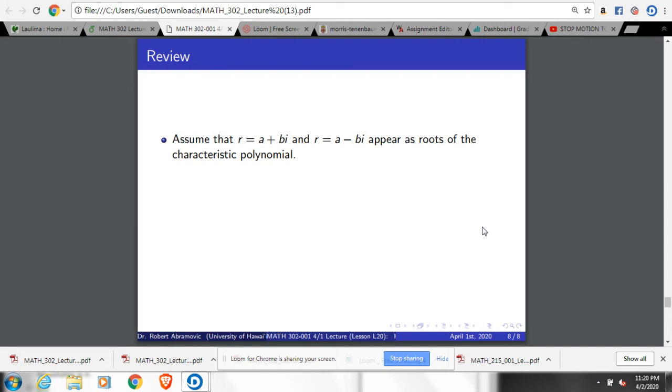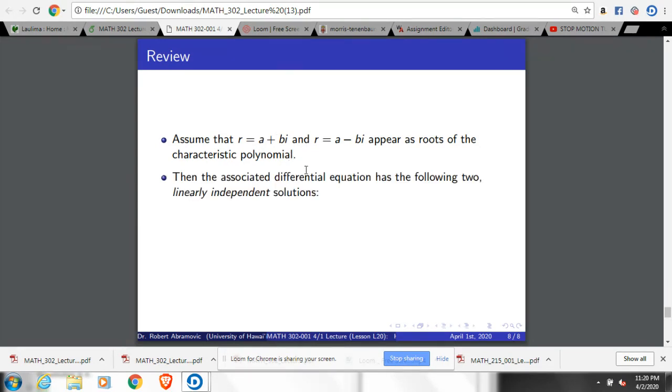So here's a review of the main goal for talking about complex roots that come in conjugate pairs. If we have two complex roots that are conjugate pairs and they appear as roots of the characteristic polynomial, then the associated differential equation has the following two linearly independent solutions: e to the ax times cosine bx and e to the ax times sine bx.